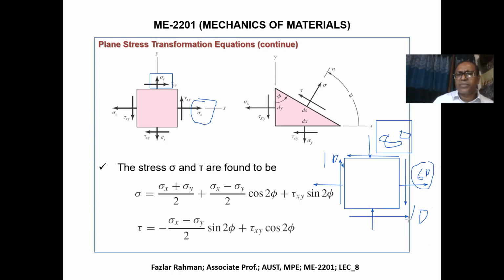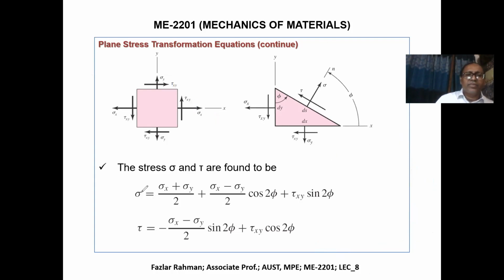What about the tau? You always count tau with respect to x, right over here. So you see this tau tries to rotate clockwise, but right over here it tries to rotate anti-clockwise. So tau xy will be minus 10. When you write down what value is given, you'll say tau xy equal to minus 10. That will be okay.